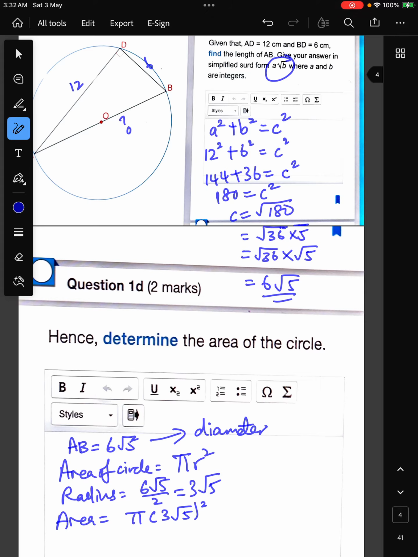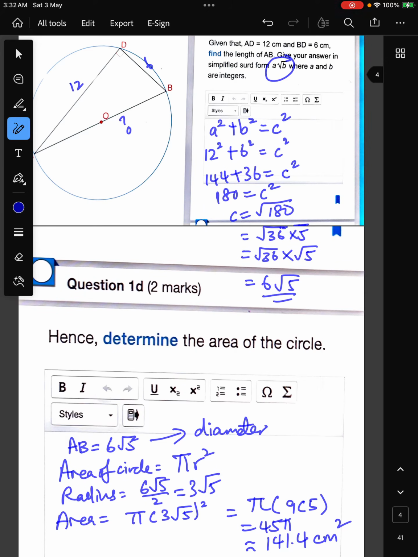Okay, and if I simplify this, it is going to be pi times 3 squared, which is 9, times root 5 squared, which gives me 5. So that's going to be 45 pi. But of course you can just simply put it on the calculator, just to save you the hassle. I'm just going to put 45 pi onto the calculator, and that should give me approximately 141.4 centimeters squared.